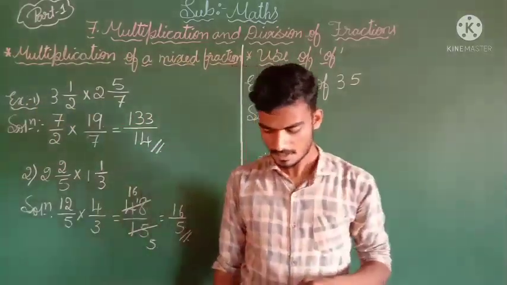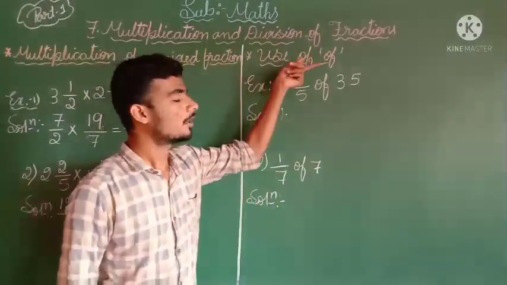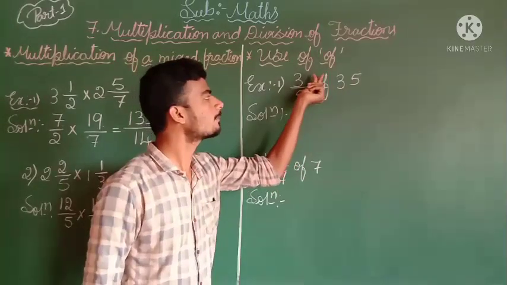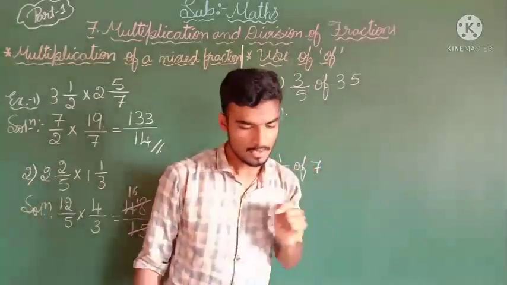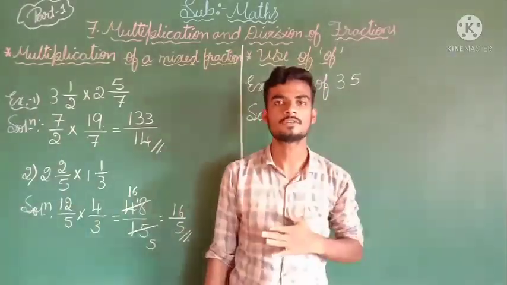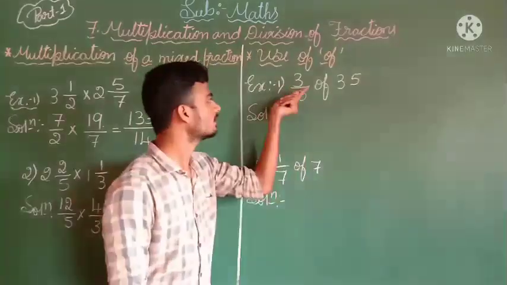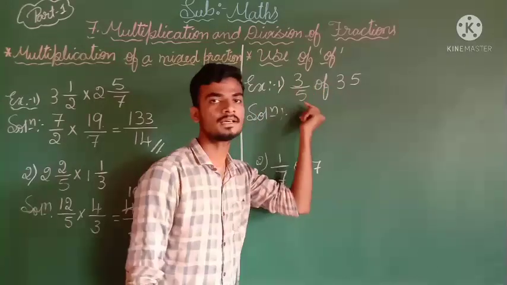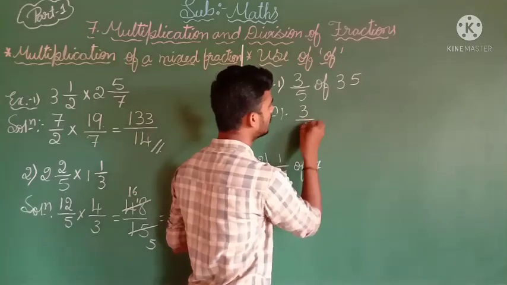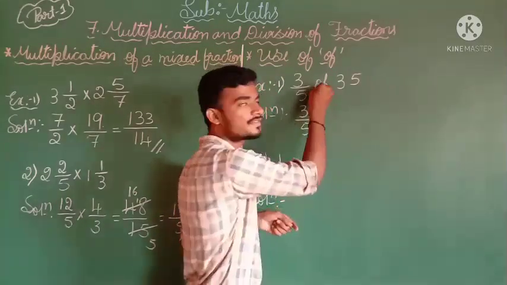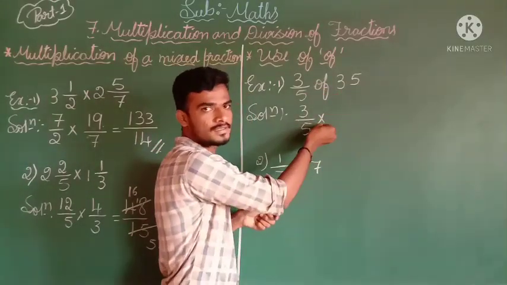Okay, next we will move on to one more topic, that is use of "of". Here, if "of" arises in the problem, how to solve those types of problems. Here first you have to know what "of" stands for. "Of" stands for multiplication. Okay, so in the place of "of" you insert a multiplication symbol. See, 3/5 of 35. Here "of" stands for multiplication, so I have written a multiplication symbol instead.